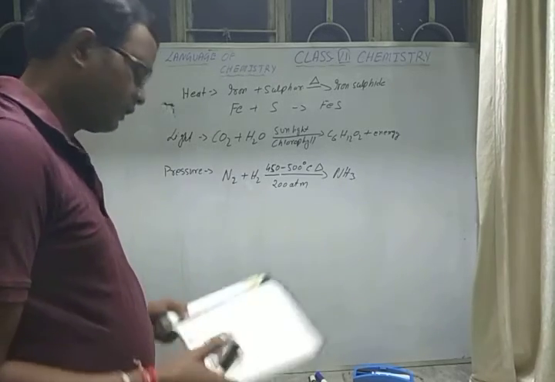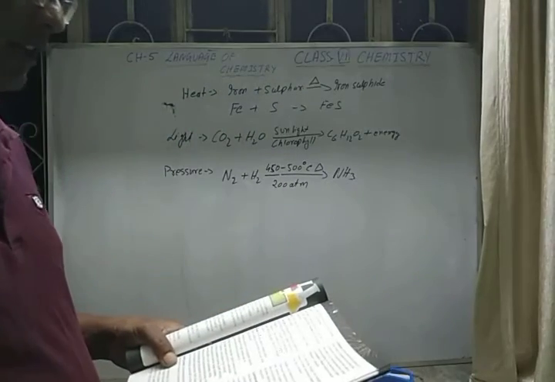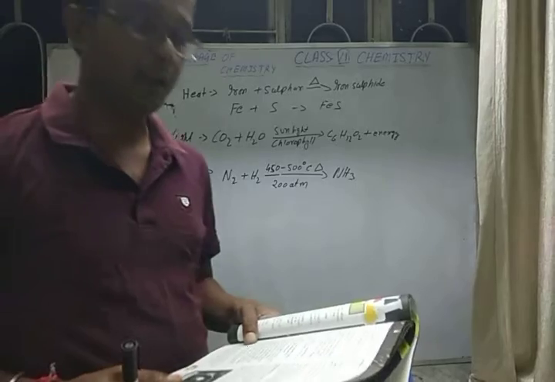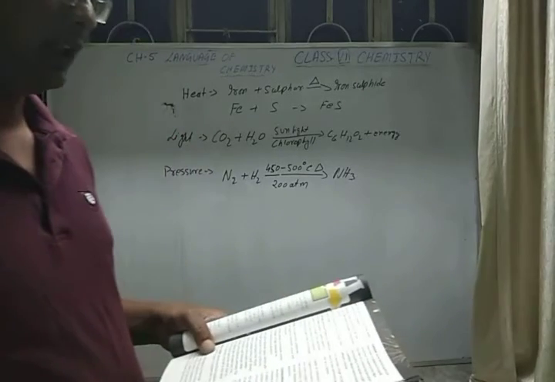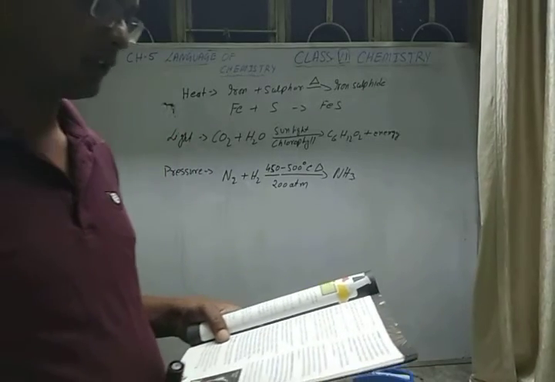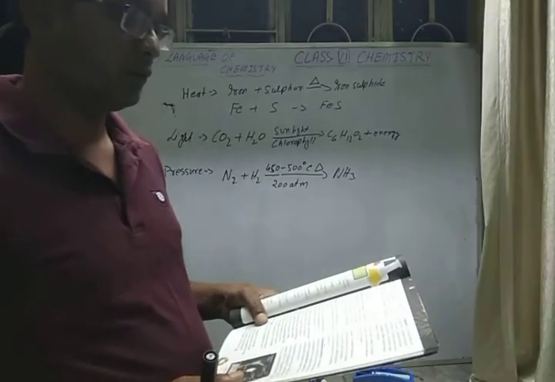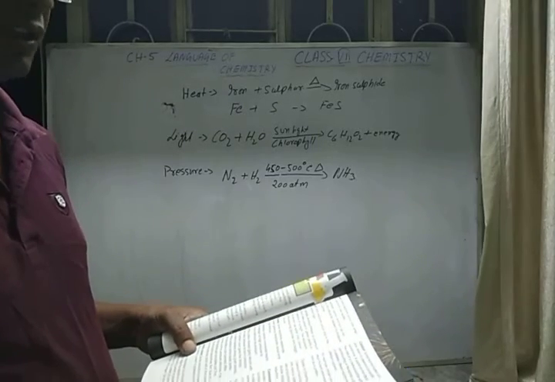One example is given in your book, that is carbon monoxide reacts with hydrogen at very high pressure to produce methanol as a product. Means CO plus H2 gives methanol, CH3OH.